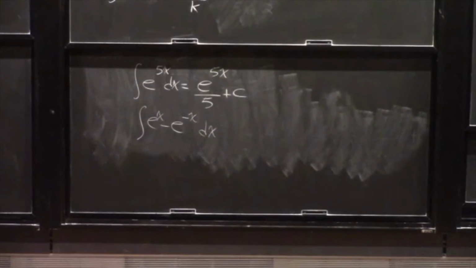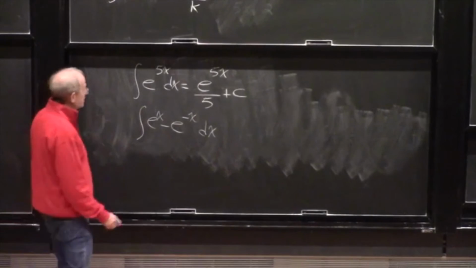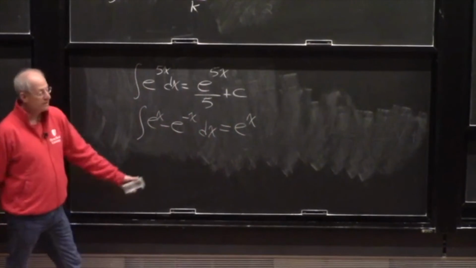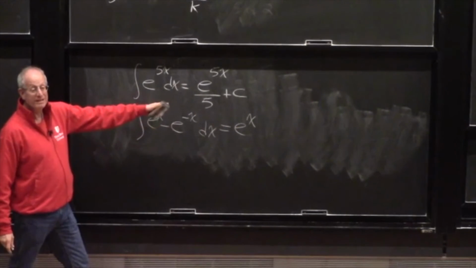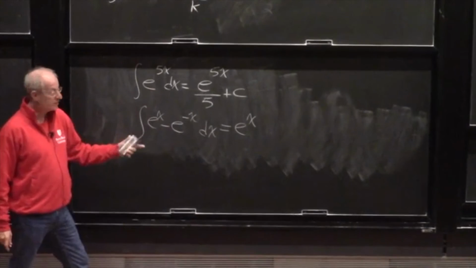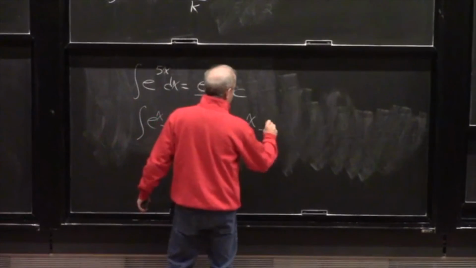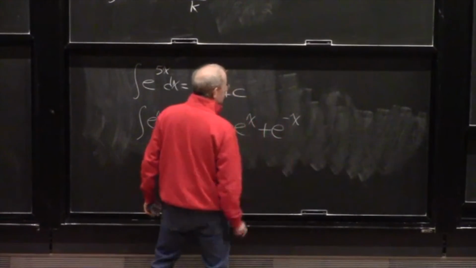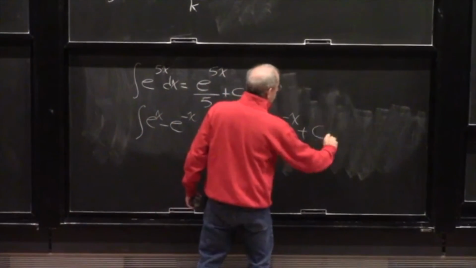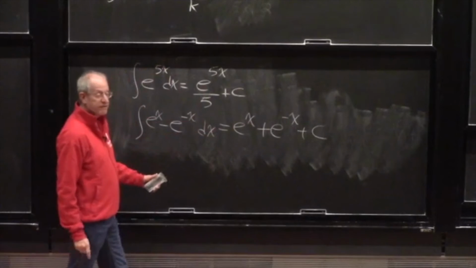Well, if I want to do the integral of e to the x minus e to the minus x. Well, the integral of e to the x is e to the x. The integral of e to the minus x is e to the minus x over minus 1, which is just negative e to the minus x. So the minus minus becomes plus.